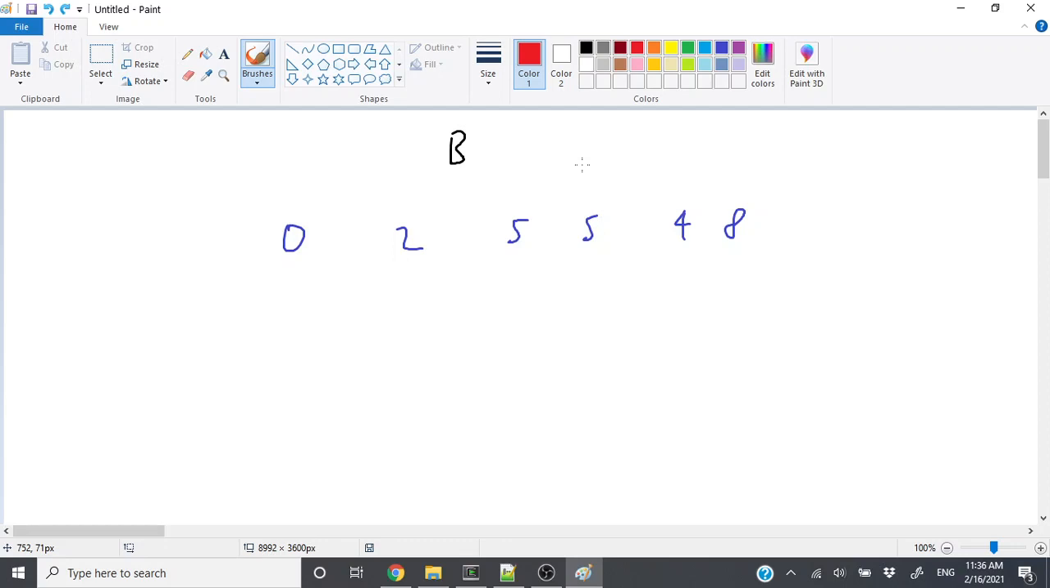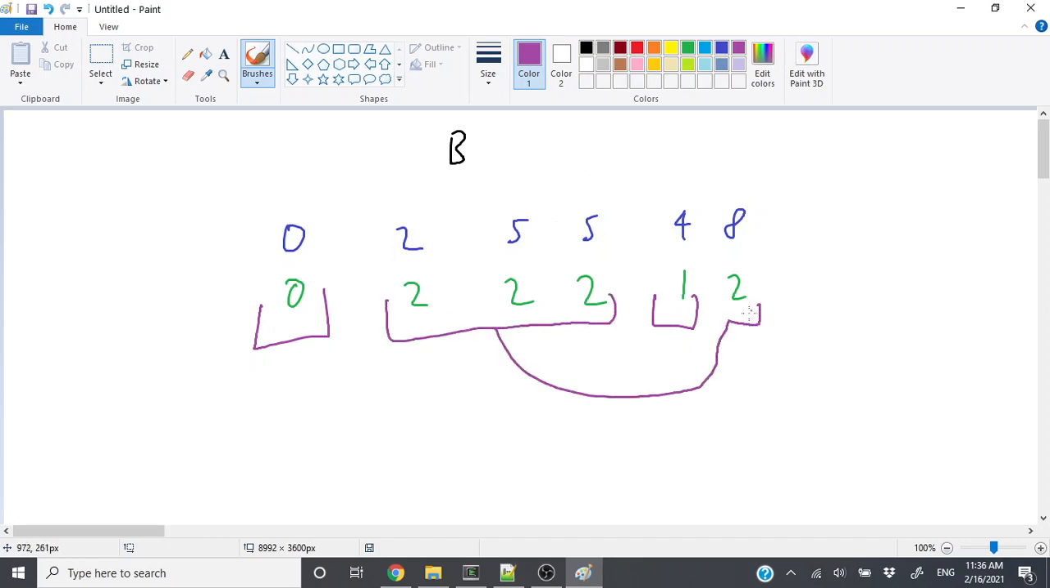consider all the numbers modulo 3. That is, consider the remainder of their division by 3. So 0 modulo 3 would be 0, 2 modulo 3 would be 2, 5 mod 3 is 2, 4 mod 3 is 1, 8 mod 3 is 2. And what we want to do is increase these numbers so that the number of numbers that have remainder 0, the number with remainder 1, and the number with remainder 2 are all the same. It's also guaranteed that n is divisible by 3, so this is possible.